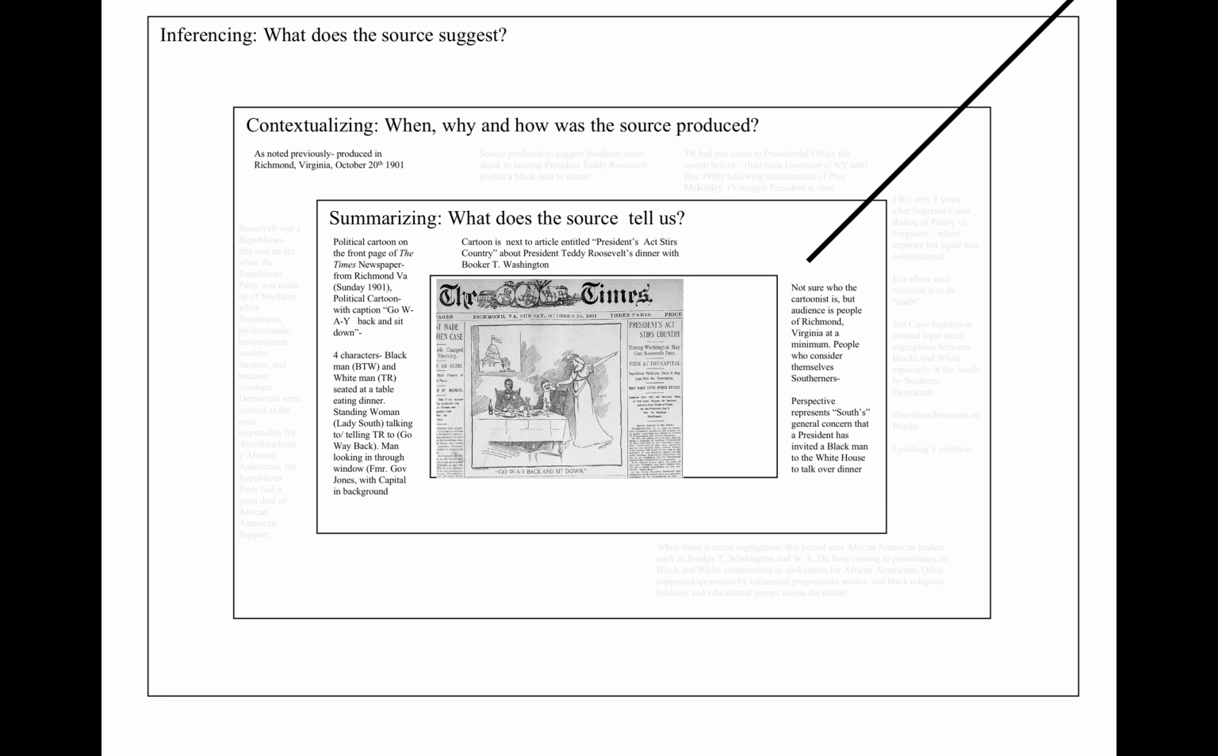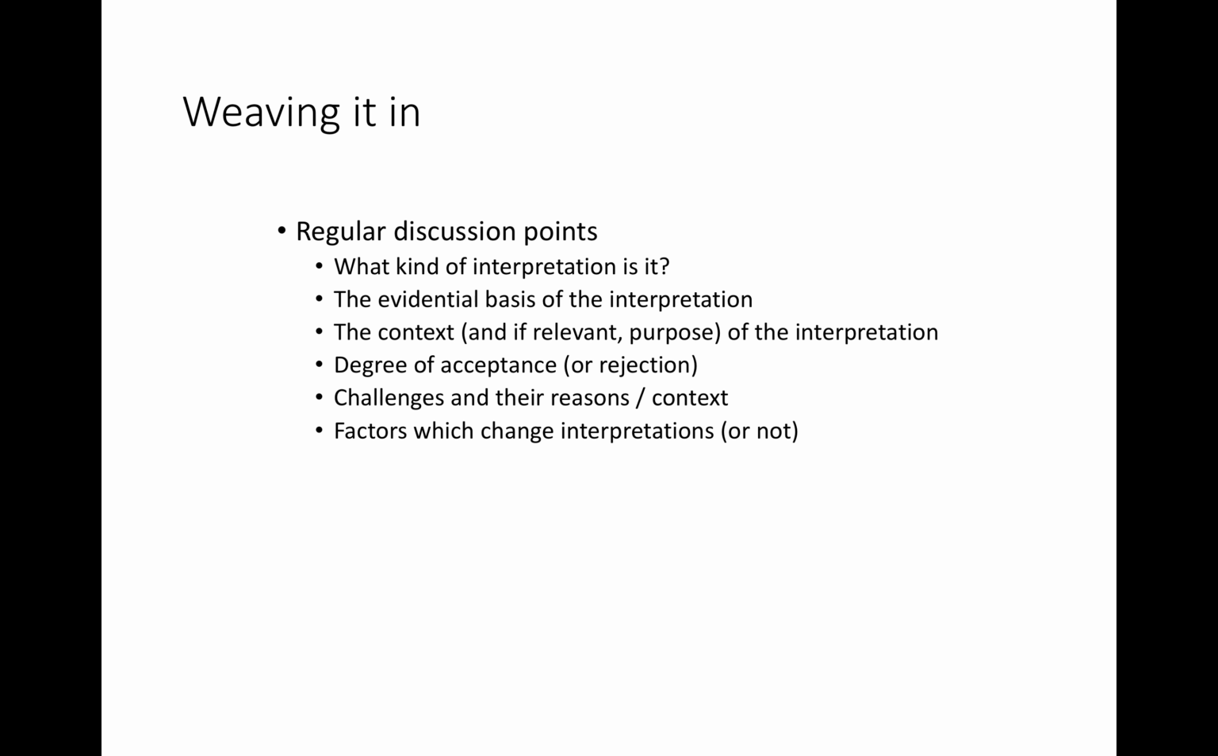And then they can contextualize. When they contextualize, they might say more about the fact that this was in Richmond, or they might say that it was produced to suggest southern states were shocked to hear that Roosevelt had invited a black man to dinner, and other stuff. And you keep going. You can put some inferencing in there. But all along, you're weaving this all together.